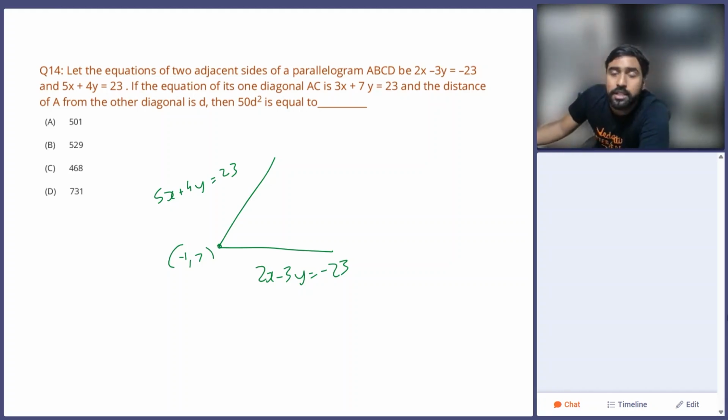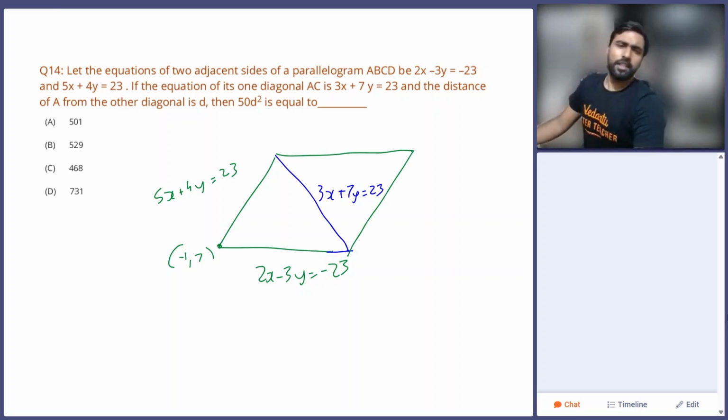Now the one diagonal which is given to you, 3x plus 7y equals to 23. Is it satisfying minus 1 comma 7? I can see over here that minus 3 plus 49, it's not satisfying. So that means this is the diagonal in question, which does not pass through minus 1 comma 7. So now you need to find what? The other diagonal equation we'll need to get, and then we need to find the distance of the other diagonal from the point A. Other diagonal's distance I need to find from the point A over here.